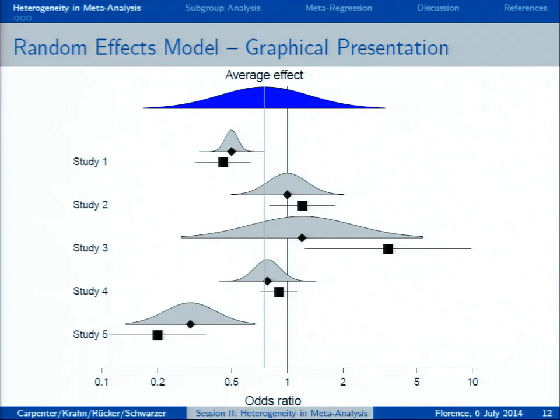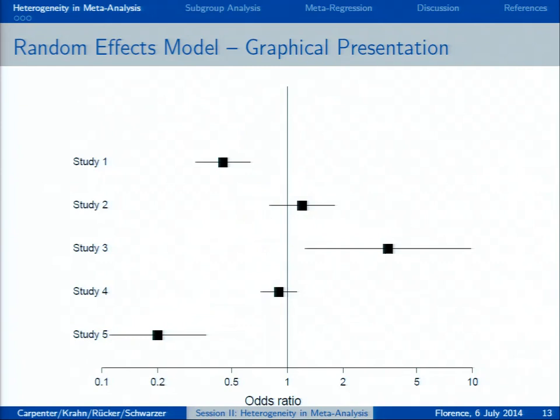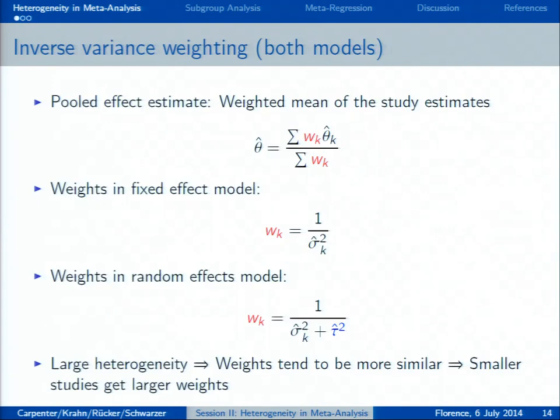So a straightforward fixed effects analysis in this setting is inappropriate because it ignores that heterogeneity. We can avoid that by extending to the random effects model. Okay. So once again, we're going to do a weighted estimate. Our overall estimate is a weighted sum of the estimates from each of the studies.